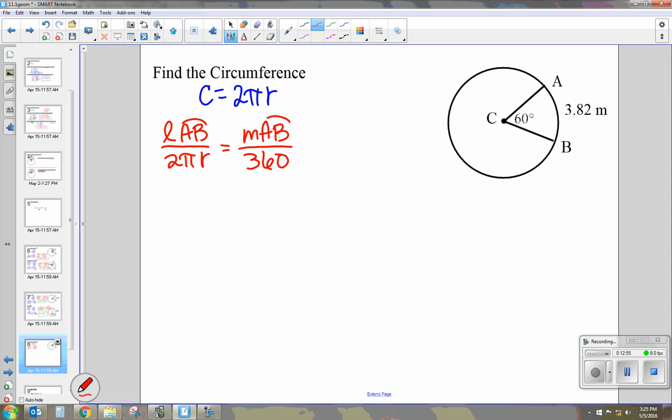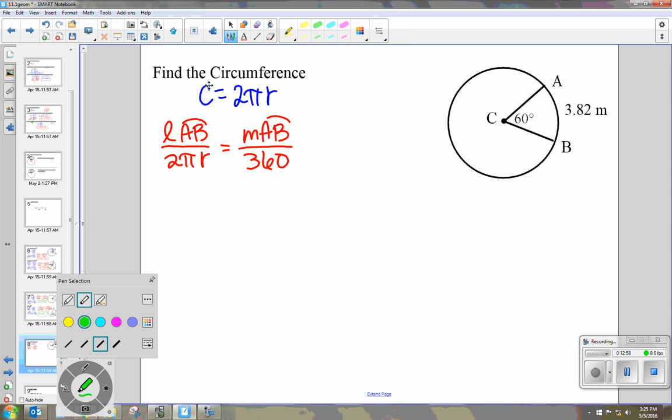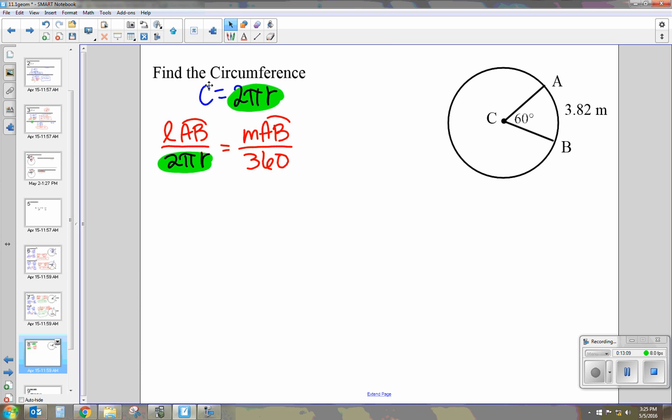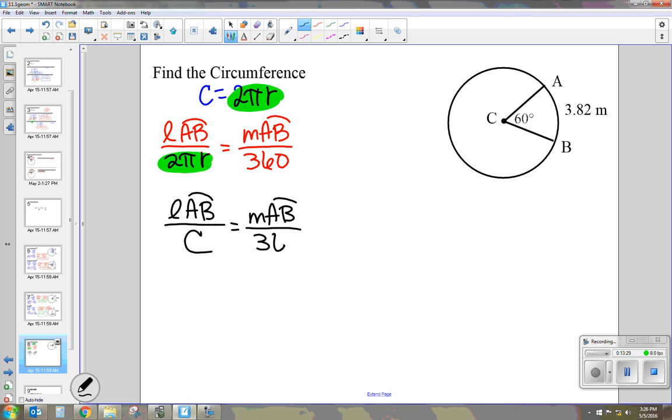Now, I'm going to point something out that's very interesting. 2 pi r and 2 pi r are both in these formulas, and 2 pi r is equal to the circumference. So if you're looking for the circumference, we can do a shortcut and rewrite this formula as the length of arc AB over C for circumference, because circumference is equal to 2 pi r, which equals the measure of arc AB over 360. Now this actually becomes so much more simple, and all we have to do is plug in. Our length is 3.82. C for circumference, our measure is 60 divided by 360.